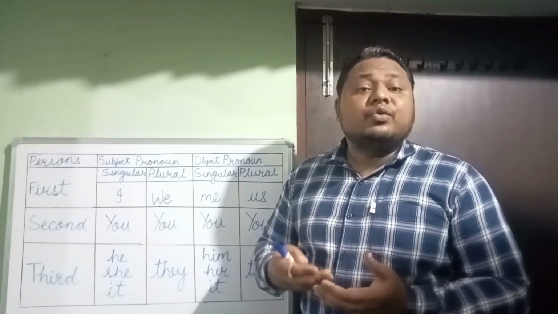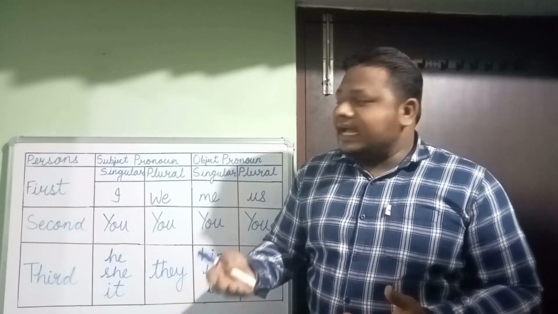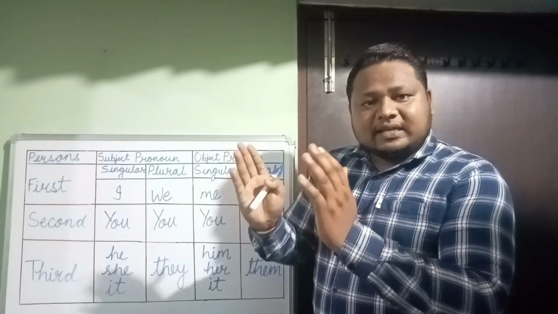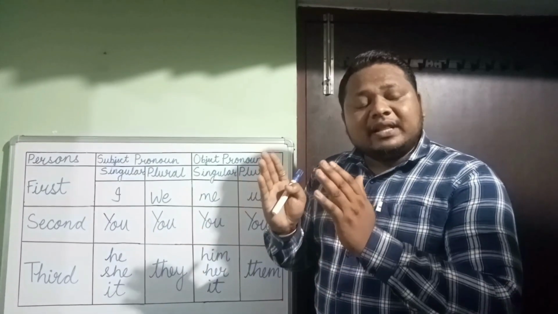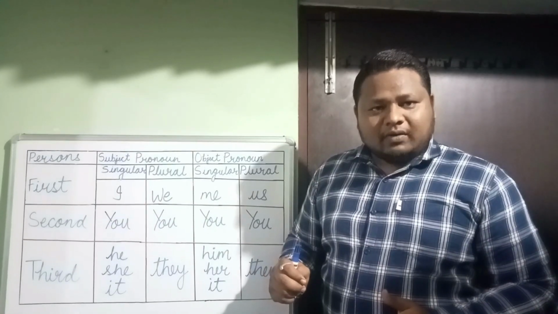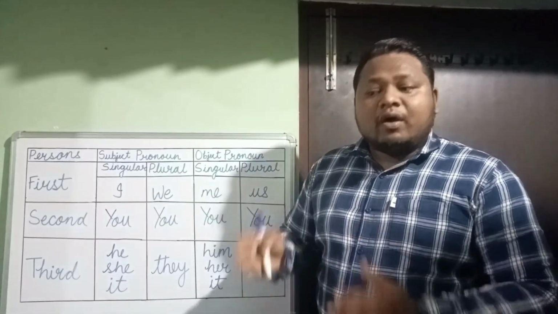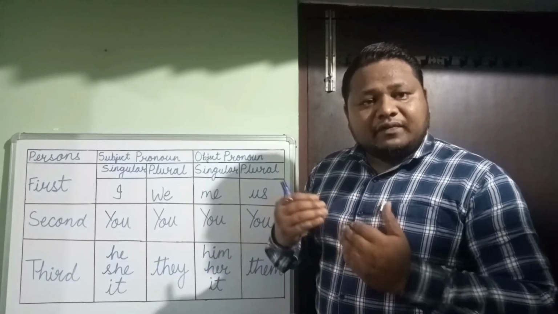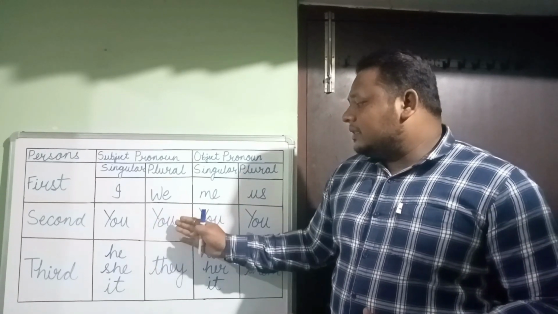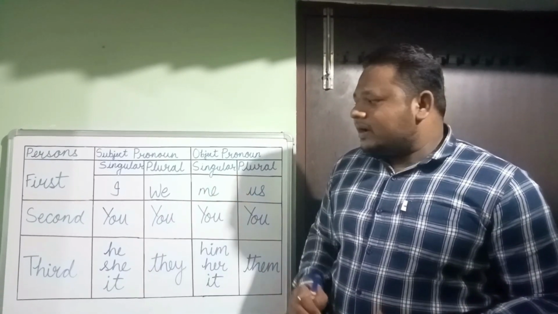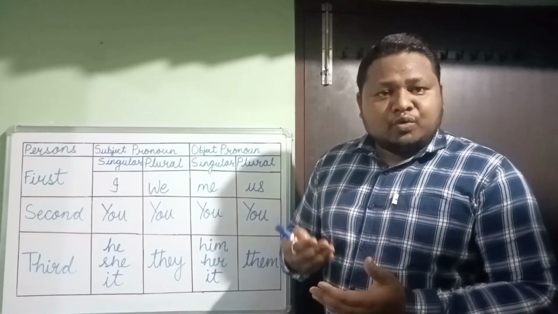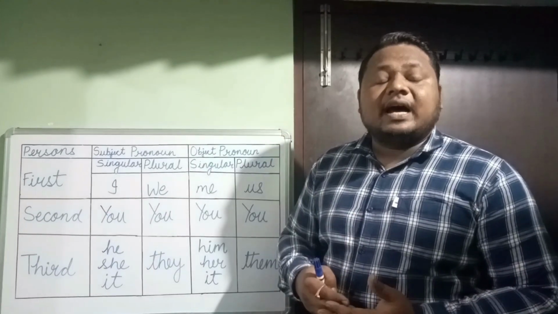Second person, the one who listens to the first person, is called the second person. If I am speaking, then the second person is listening, and I will address the second person as you. Alright? And if more than one person are listening to the first person at the same time, then we will use the plural of you, that is you. Now third person. The third person is the one about whom the first and second person are talking.